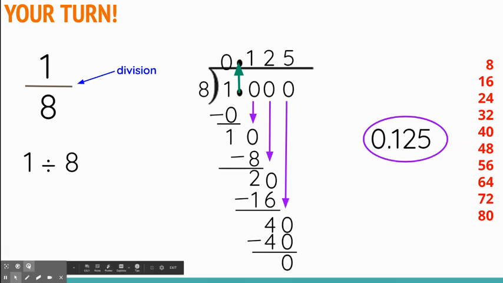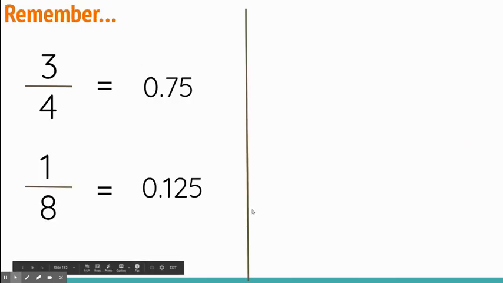This method works for any fraction. So even if it's an easy fraction, like a fraction with 5 as the denominator like we did before, you can still do this division method with that fraction as well. Now, I want you to make sure that you remember something. So we had 3/4 equals 0.75 and 1/8 equals 0.125.